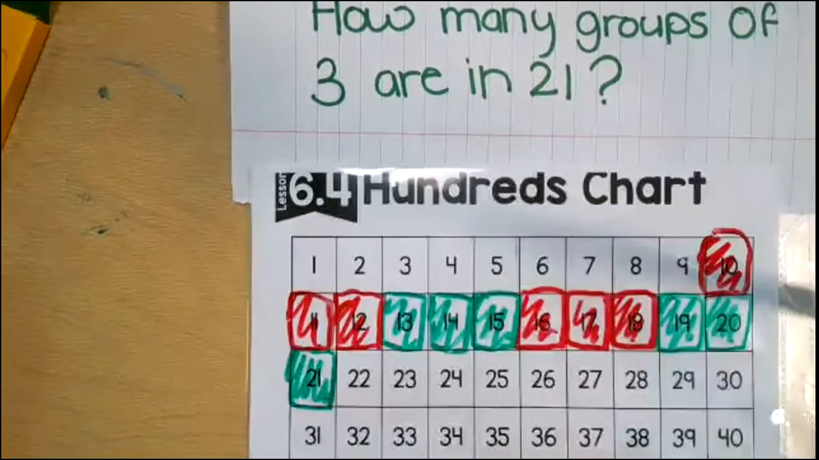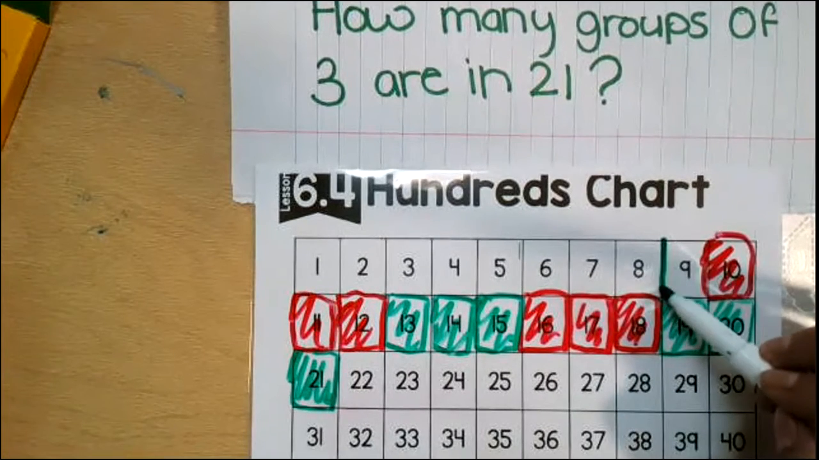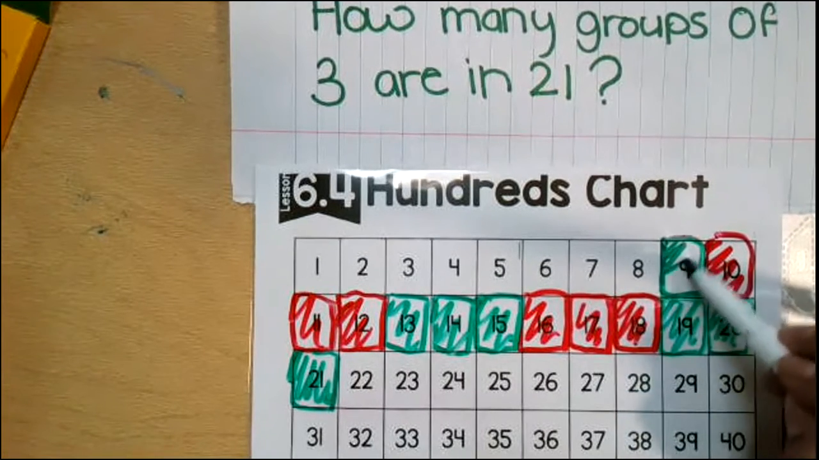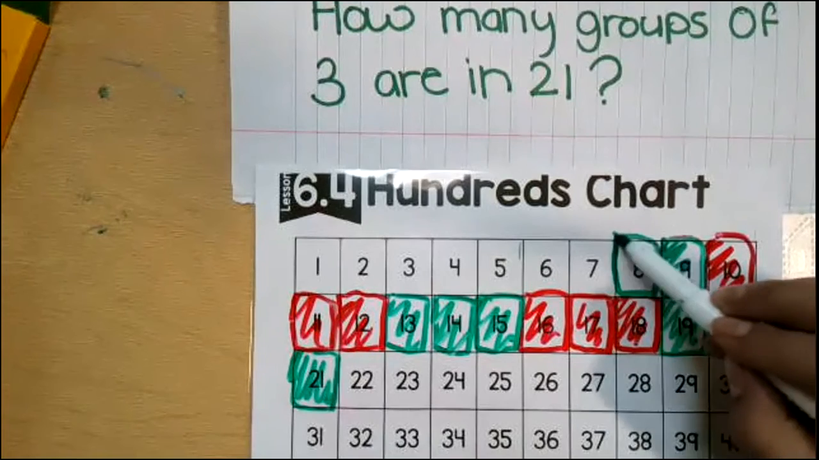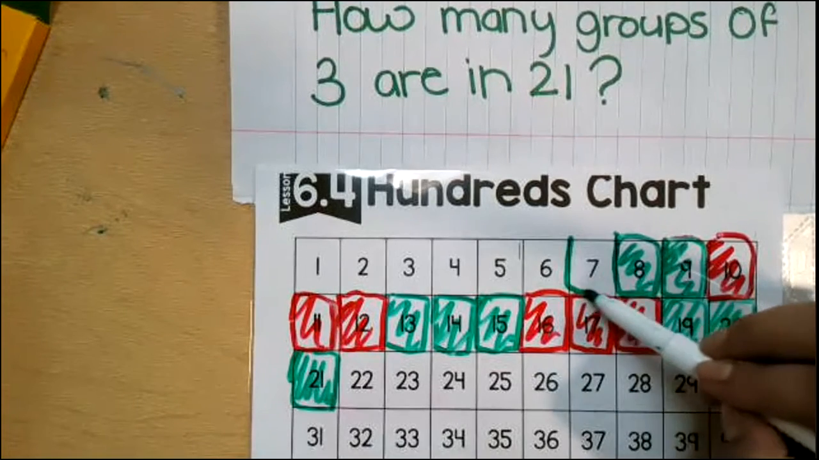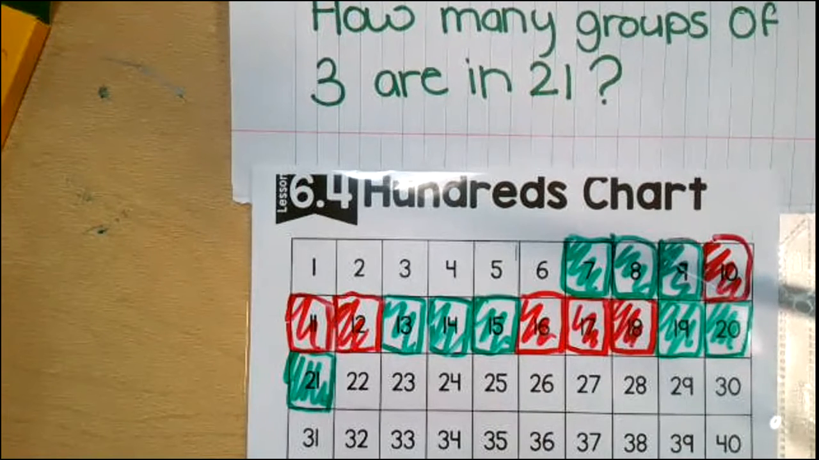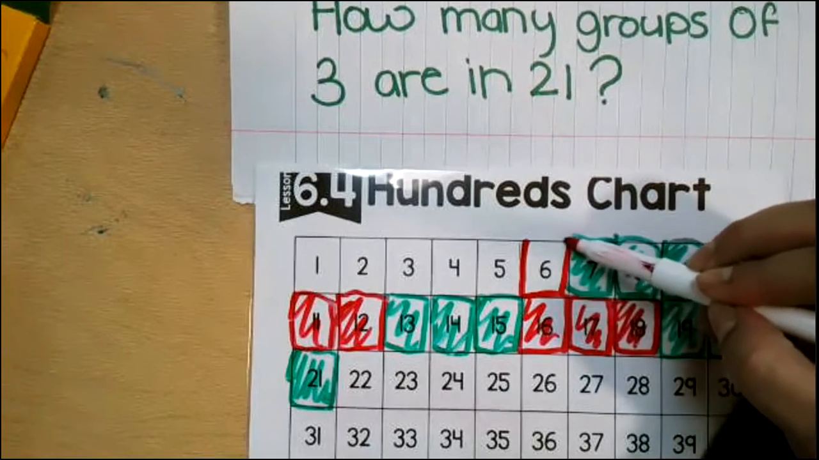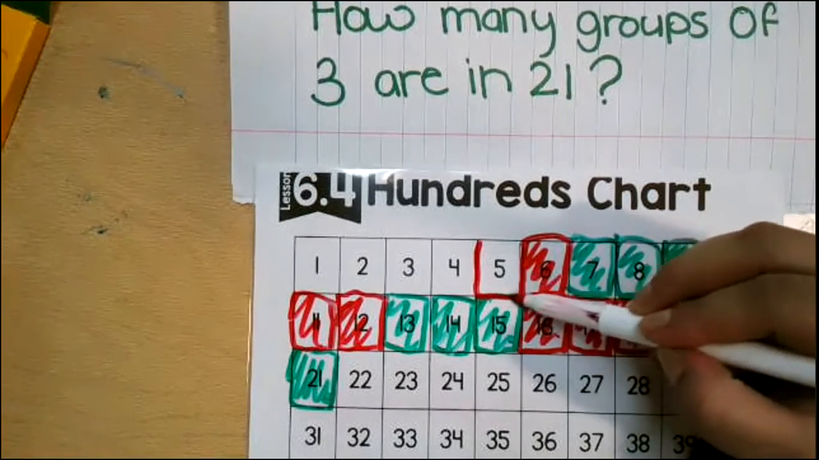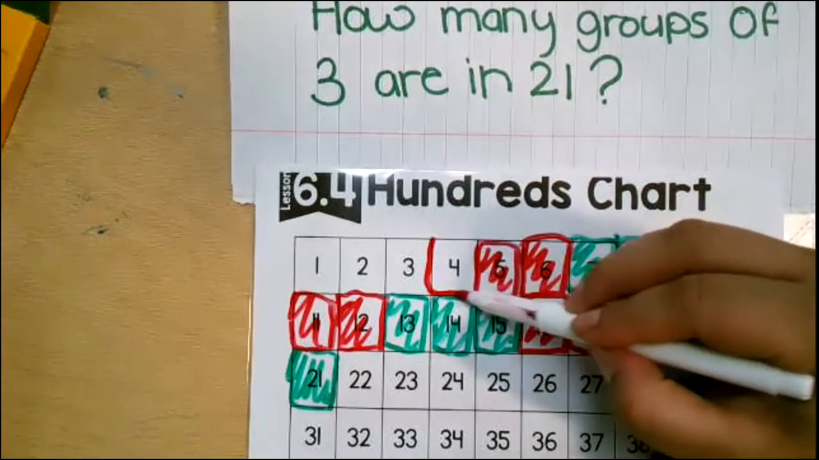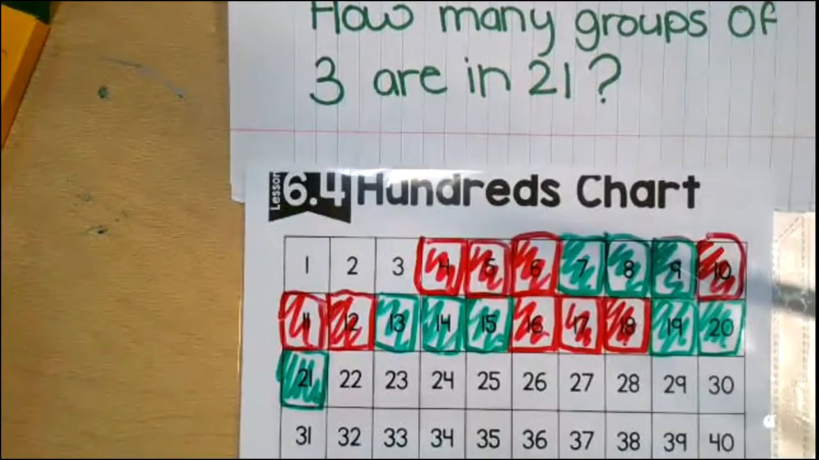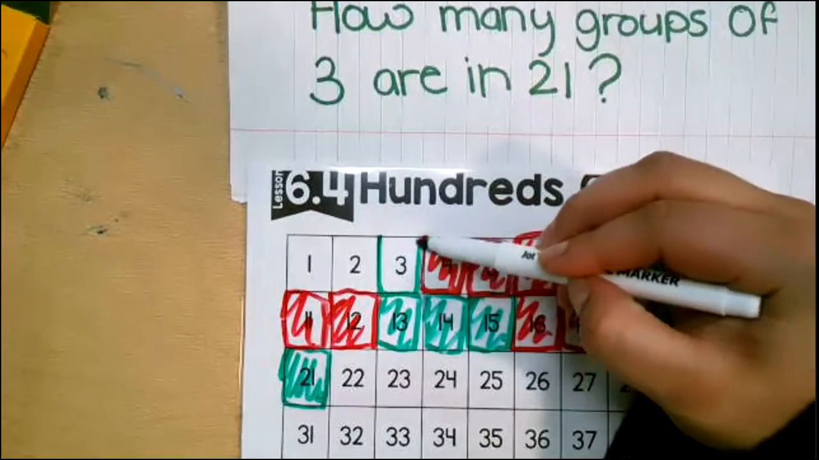And then I'm going to continue this until there's no numbers left to color. And remember, we're always working backwards from the number that we start on. So we were trying to figure out how many groups of 3 are in 21, which means we're going to start at the number 21 to figure that out. All right, friends, so you continue the pattern until there are no more groups to color in.